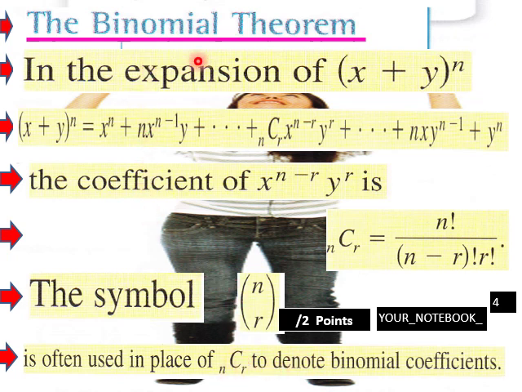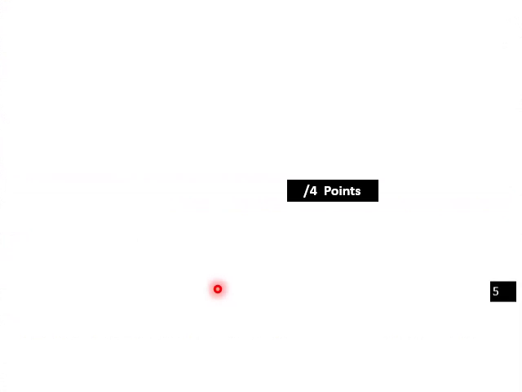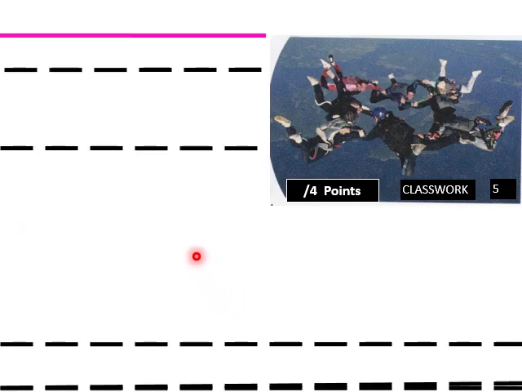So we're getting here to finding our coefficients of a binomial expansion by using this method, the nCr, n choose r method. That's our way of saying it. So let's try one now.